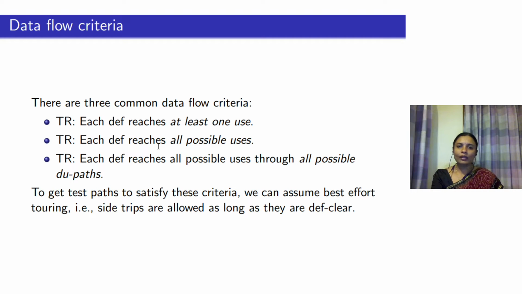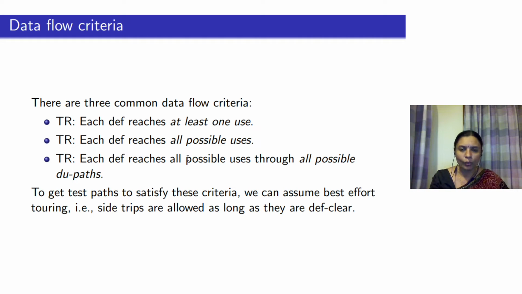The next one is more ambitious. It says every definition of every variable, write test cases that reach all possible uses. So your test requirement is each definition reaches all possible uses. The third TR says each definition reaches not only all possible uses, but it reaches all possible uses through all possible DU paths. Meaning, you could reach the same use through different paths, right?